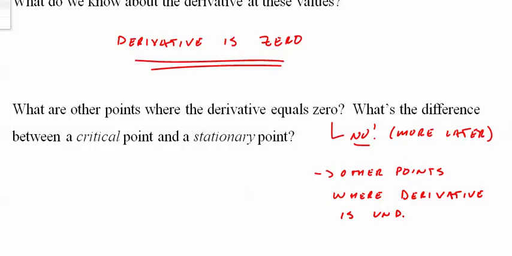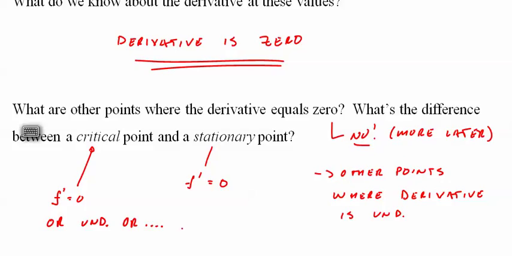So a critical point and a stationary point, the difference is: stationary point is where the derivative is 0. Critical is derivative equals 0 or, let's say, undefined, or something else interesting is happening there. It could be an endpoint, that sort of thing. But the big one is stationary. That's where the derivative is 0.